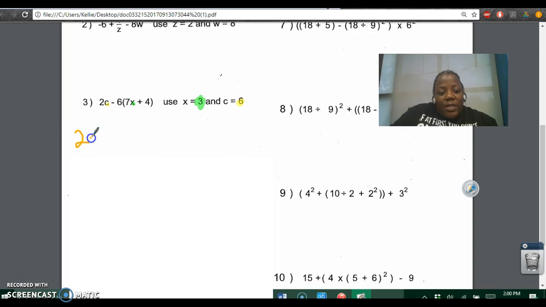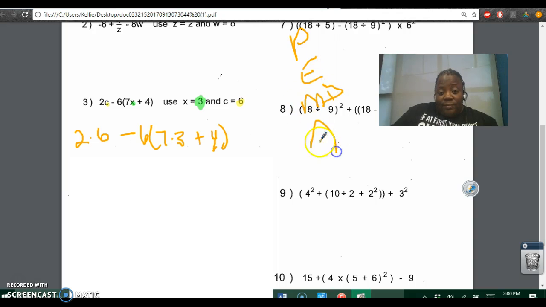I have 2 times C, remember C is 6, minus 6, parentheses, 7 times X, which is 3, plus 4. Here we go. All right. Now, you still do PEMDAS style. Some people see this as a distributive property problem, which it is. Or you can still do it PEMDAS style, which I shall. Okay? Watch this.